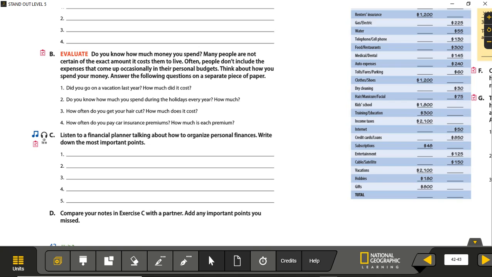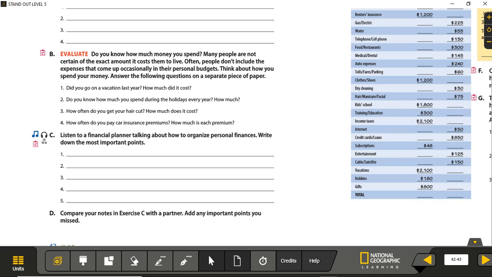All right. Number 1. Did you go on vacation last year? How much did it cost? Number 2 is, did you know how much you spend during the holidays every year? How much? Number 3, how often do you get your hair cut? How much does it cost? And number 4, how often do you pay car insurance premiums? How much is it each month? This is going to be different for everybody.